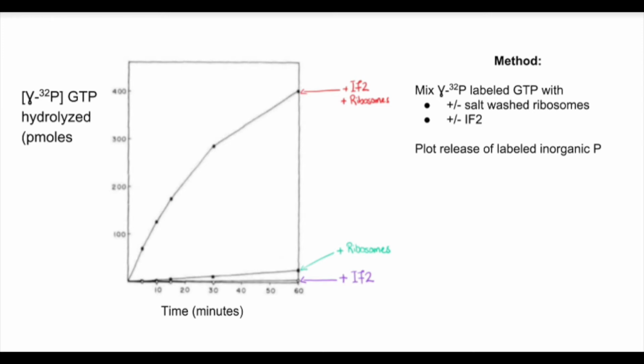So if we were to start breaking down this plot, we would see that at the bottom of the graph, there is a line that corresponds with IF2 in the presence of gamma-labeled GTP. And as you can see, there is really no hydrolysis going on there. The line above shows GTP in the presence of just ribosomes. And though there's a slight increase, this can be due to contaminations and a poor salt wash. But finally, at the top, we have this line over here, which shows a drastic increase in the hydrolysis of GTP. And this hydrolysis happens when they used IF2 in the presence of ribosomes. This led the researchers to conclude that IF2 is a ribosome-dependent GTPase.